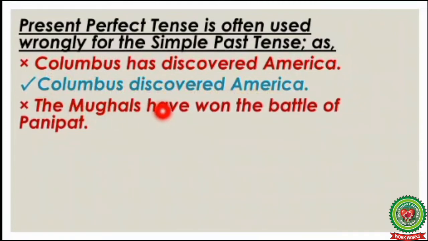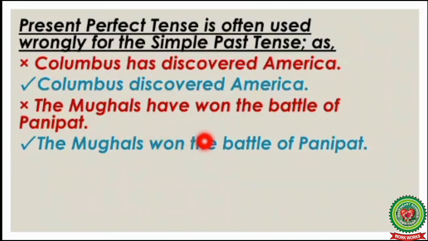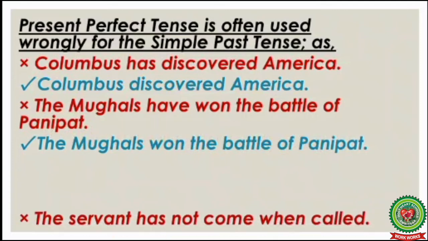The Mughals have won the Battle of Panipat. It is wrong. The correct answer is the Mughals won the Battle of Panipat. Students, the reason behind it is the battle was fought and won in the past. The action got over then and there only. So we will write simple past tense instead of present perfect tense.